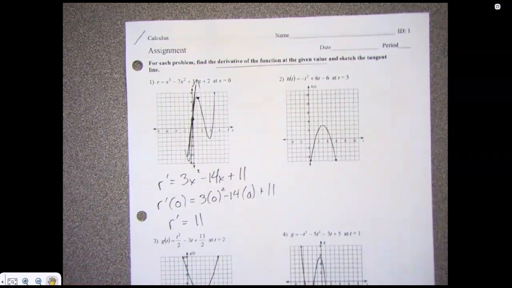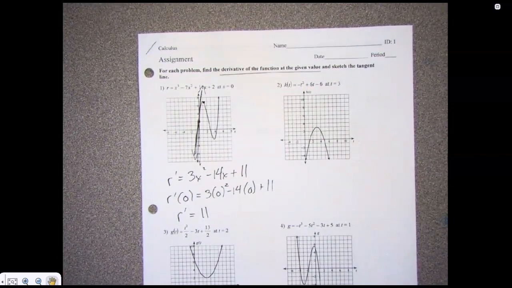And then when you get your answer, think about, does it make sense? Does it make sense that the slope of the line that I drew is 11? Yeah. It's pretty steep. It's positive. I think that makes sense.